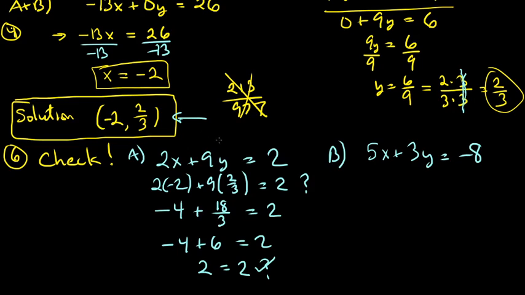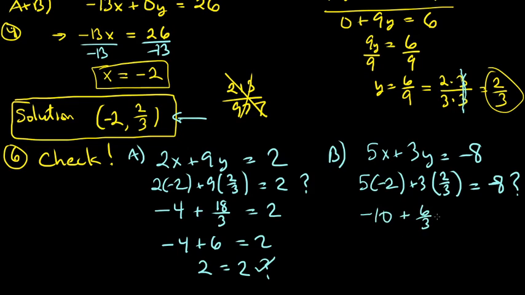Okay, so let's take the same x equals negative 2 and y is equal to 2/3, plug them in, and let's see if we get negative 8 here. So 5 times negative 2 is negative 10. 3 times 2/3, well, 3 times 2 is 6. 6 divided by 3 is 2. So this is negative 10 plus 2 equals negative 8. And sure enough, negative 10 plus 2 is negative 8. So equation B is also correct. So now we know that this solution is correct.